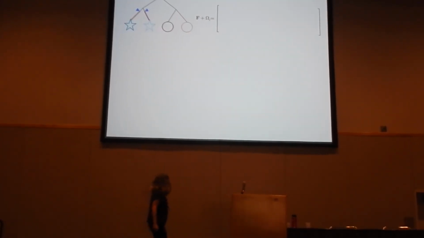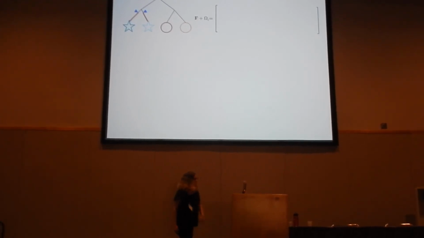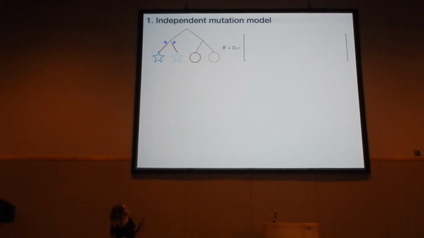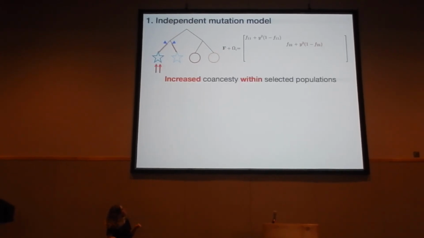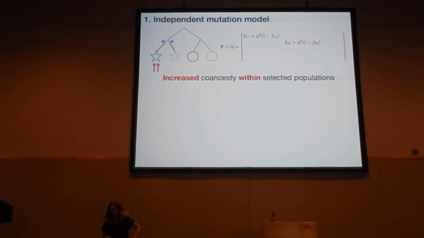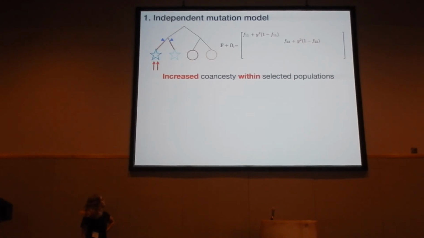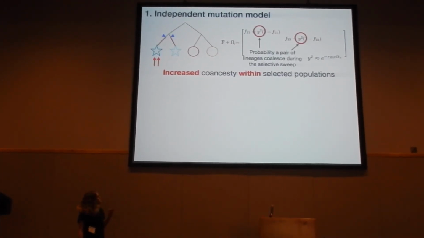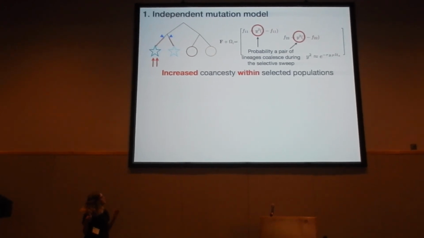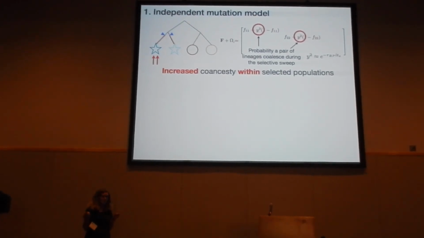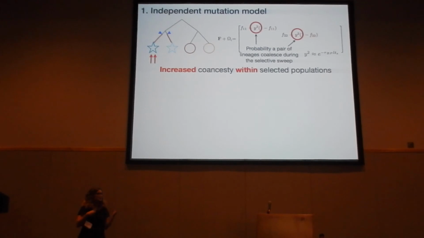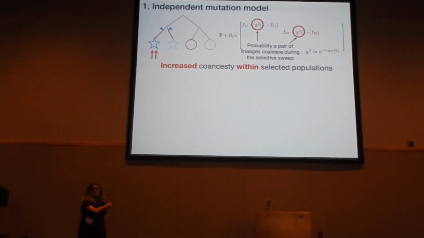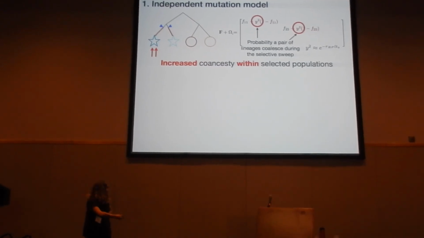And to briefly walk you through how these three things look, I'm going to start by talking about our independent mutation model. And what we see now is when we have sweeps that are due to independent mutations in our two selected populations, we have an increased coancestry within our selected populations. And this is controlled by the fact that there's an additional probability that a pair of lineages will coalesce due to the sweep phase. And this is a decreasing function of recombination distance away from our selected site.